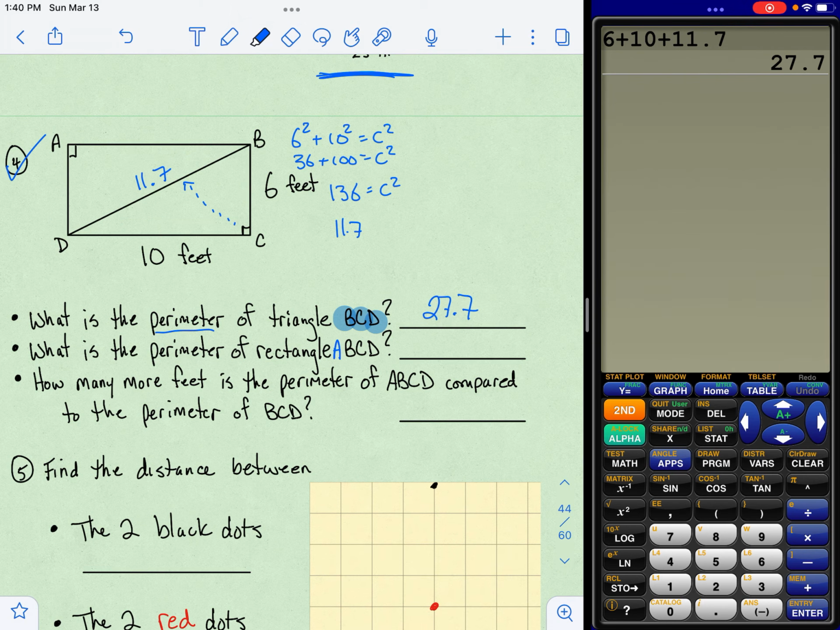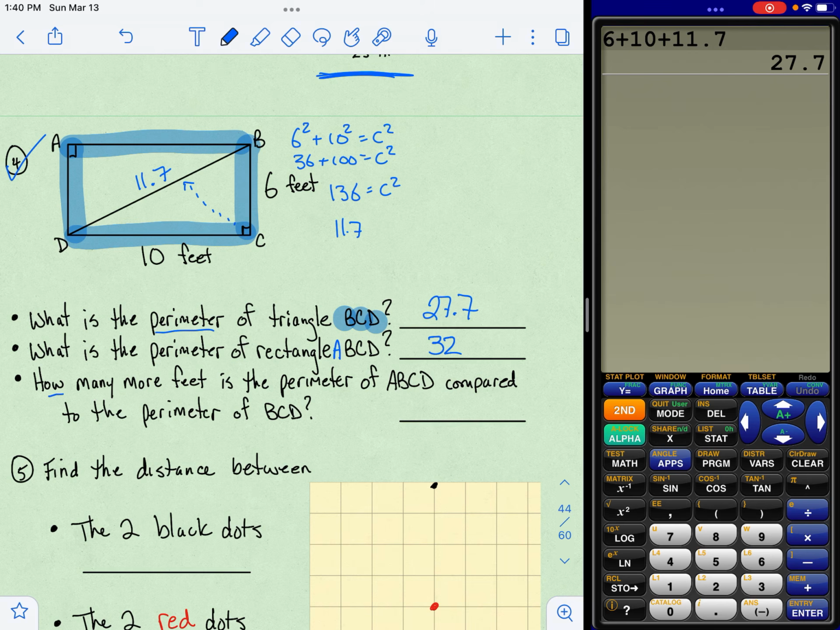Important here that you understand if this side's 10, which it says it is, so is this. So 10 and 10 make 20. If this is 6, so is this. 6 and 6 make 12, and 20 plus 12 is 32. All right, now at this point, we can do some comparisons if that's what it wants.